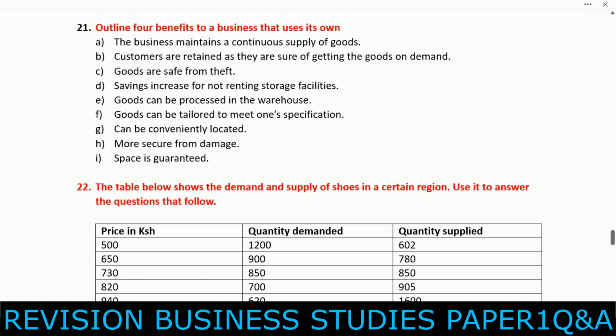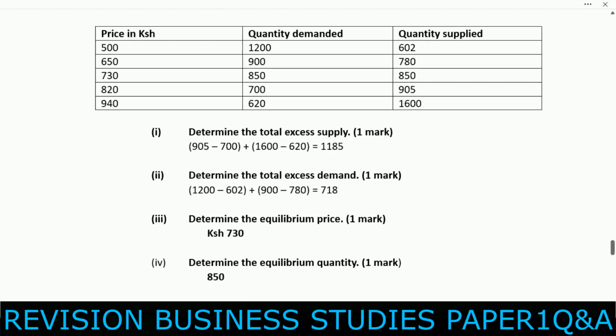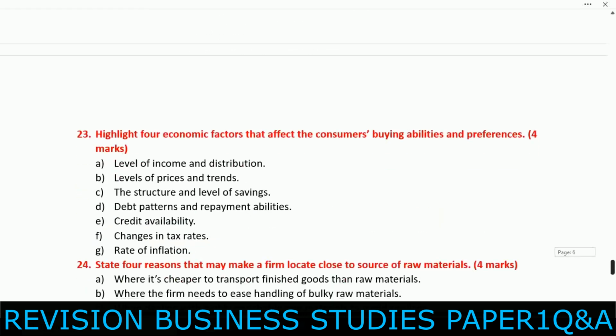Let's go to the next question. Question number 22. The table below shows the demand and supply of shoes in a certain region. Use it to answer the questions that follow. So price in Kenya shillings, then quantity demanded, then quantity supplied. You can see the demand and the supply. So you are told to determine the total excess supply. Very simple. Determine the total excess demand. You can count out of that one. Determine the equilibrium price. You can count that one. Determine the equilibrium quantity. Very simple, straightforward. You can easily do that.